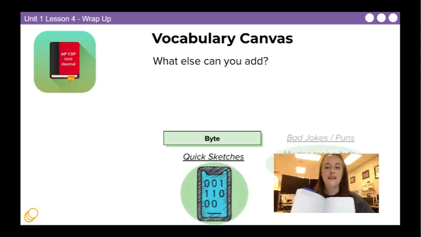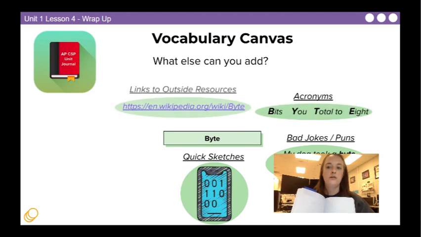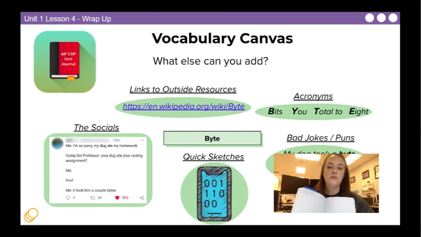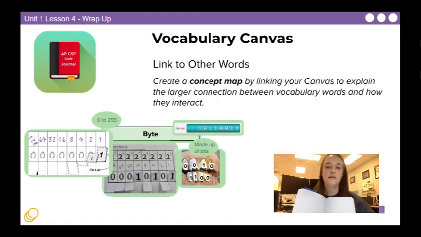Okay, a quick sketch. You can add a quick sketch. You can add a bad joke or a pun. You can make it an acronym. Okay, so byte could be bits you total to 8. All right, you could add a link or something else, you know, like another bad joke. Create a concept map by linking your canvas to explain the larger connection between vocabulary words and how they interact. That's going to be like this. Whenever you have like 1 or 0, you draw an arrow, and then we're not getting this in depth right now, but this is one way to create a concept map.